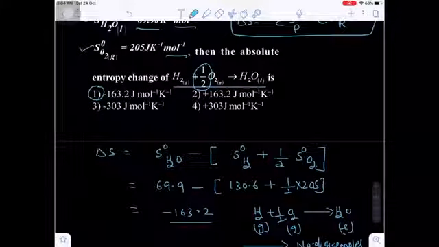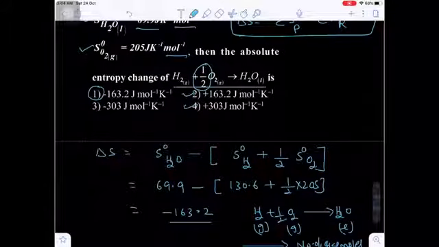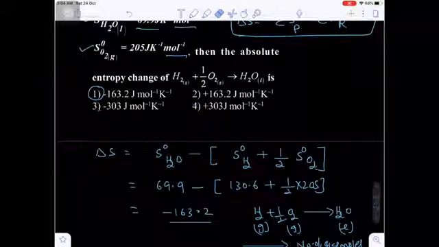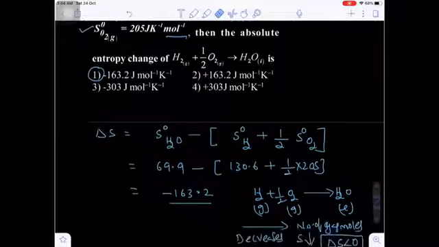Are you getting my point? That means here you see 2 positive options are there and 2 negative options are there. Out of 4 options, at least we can eliminate the 2 options which are positive.